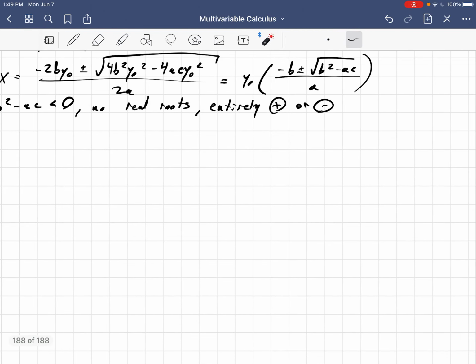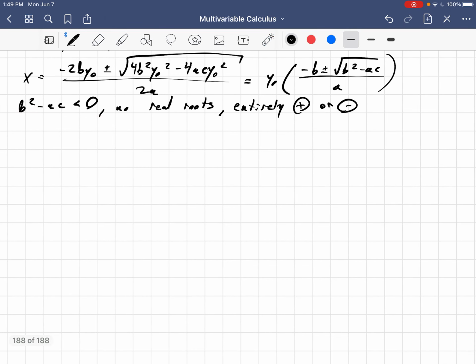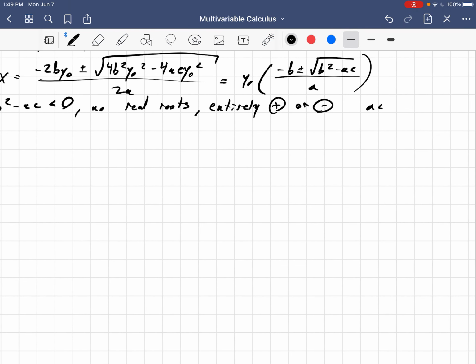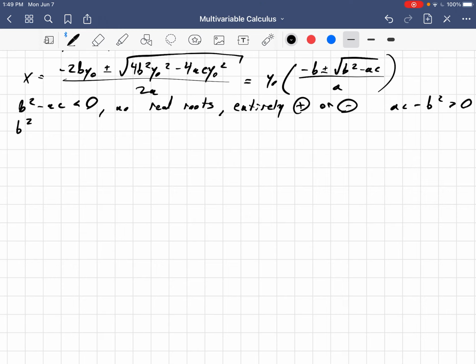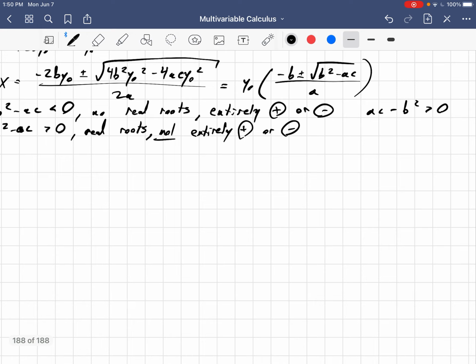And likewise, if b squared minus ac is negative, that means that ac minus b squared is positive. Okay, and then if b squared minus ac is positive, we do have real roots, and so the function is not entirely positive or negative, which is not really what we want.